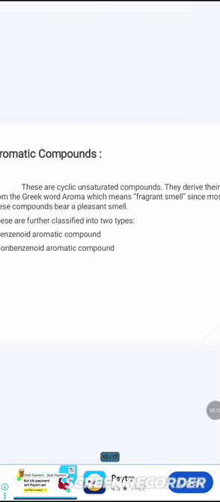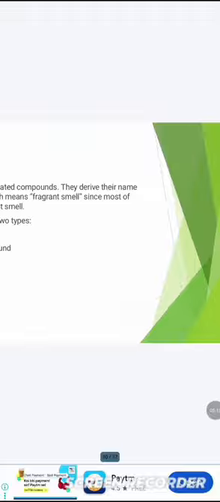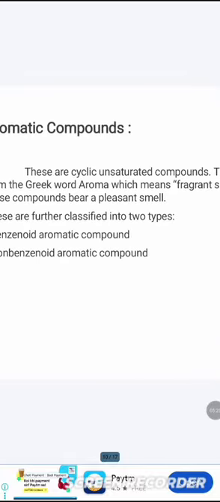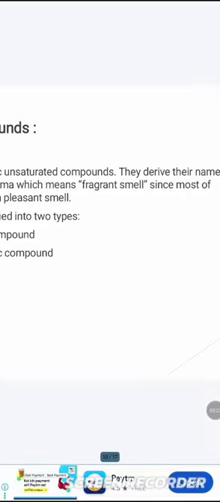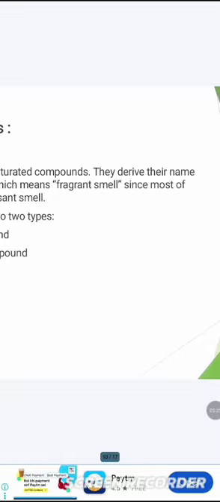A saturated compound has carbon-carbon single bonds, while an unsaturated compound has a carbon-carbon double bond or triple bond. Aromatic compounds are cyclic unsaturated compounds. They derive their name from the Greek word aroma, which means fragrant smell. Since most of these compounds bear a pleasant smell, they are known as aromatic compounds.